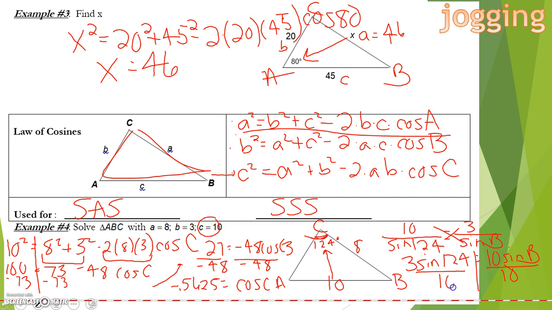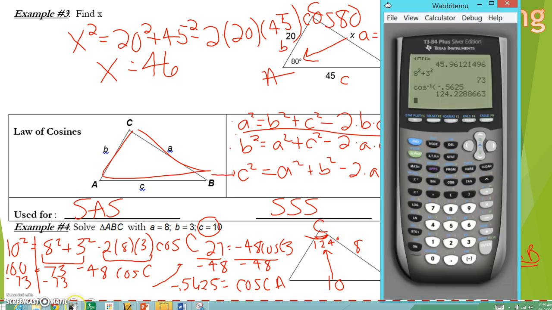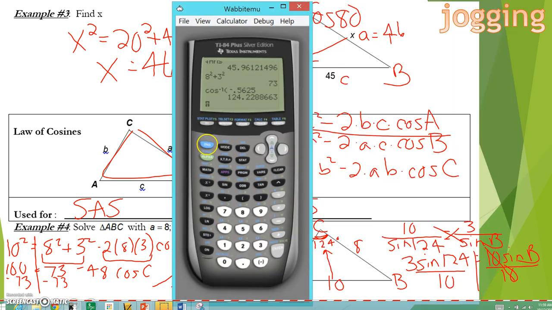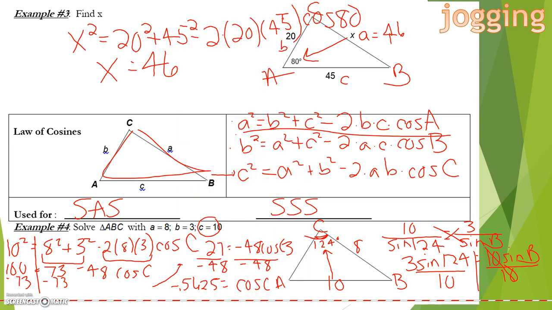Divide over 10. And now I'm finding an angle, so I have to do second sine of everything on the other side. So 3 sine of 124, close the parenthesis, divided by 10. I get 14.4. So that is angle B. And then to find angle C, you could use law of sines, but it's probably easier just to add it all up to 180, and that would bring this one to be 41.6.